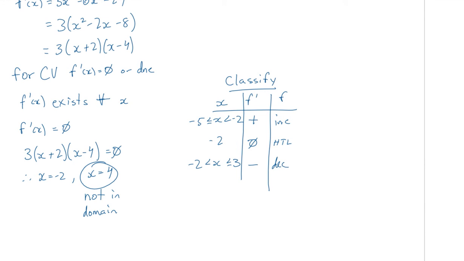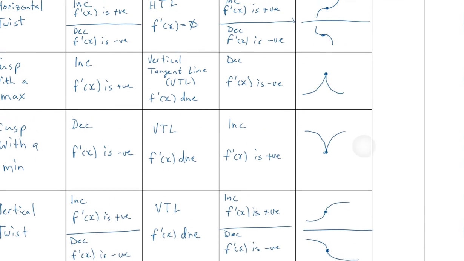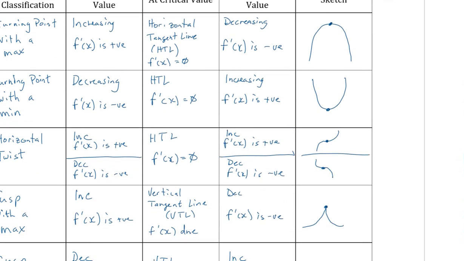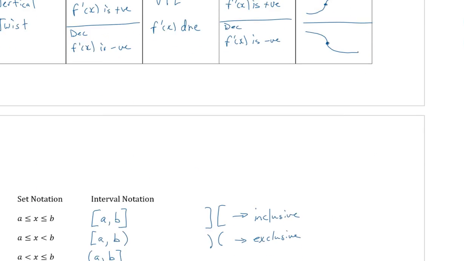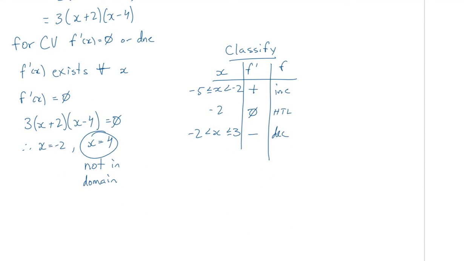And now what I can do is take this information and go back to my chart and realize that I am increasing before. Then I have a horizontal tangent line, and I'm decreasing after. So this is a turning point with a maximum. So I've got a horizontal tangent line, and it's a turning point max at, and now I need to know the actual location because that's part of it. It says find all critical points. So I've classified it, but I need the actual point, not just the value.